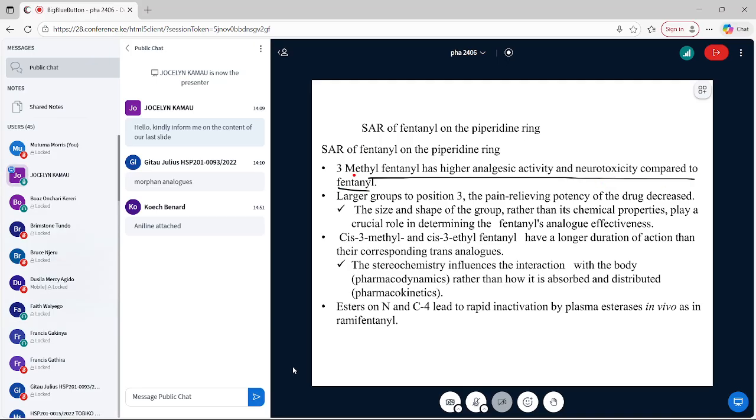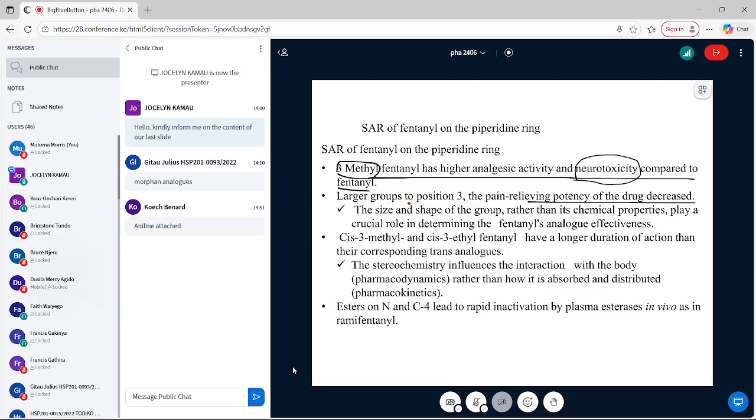Again, remember, we did mention when you put a 3-methyl group in the alpha position, there is much higher activity. But the danger was that the resultant compound also had higher neurotoxicity, and therefore it was no benefit. And that is why fentanyl is what is on the market, rather than 3-methylfentanyl, which supposedly has high activity. With larger groups at position 3, the pain relieving potency of the drug decreased.